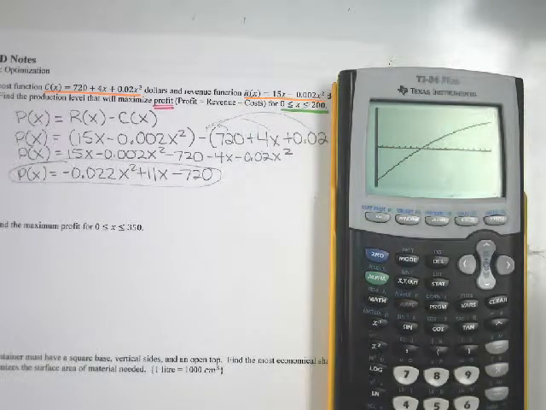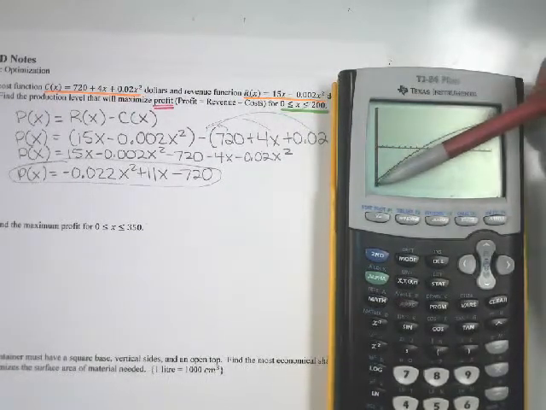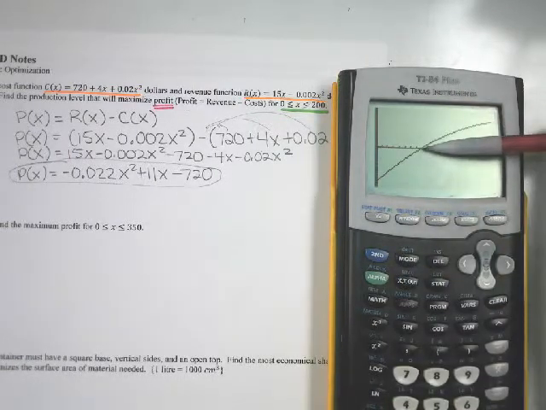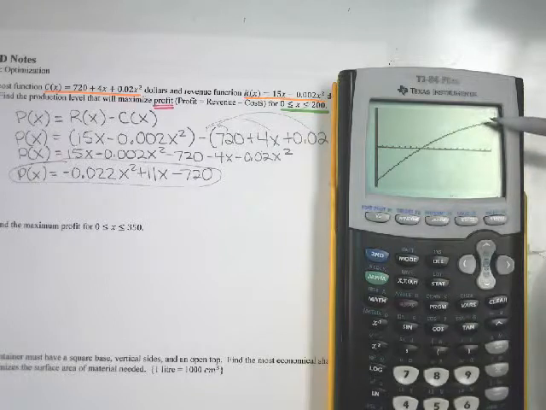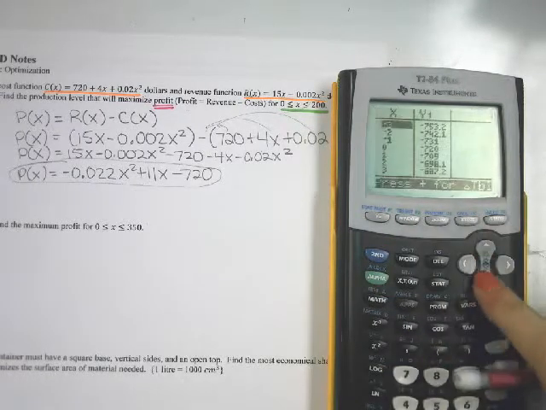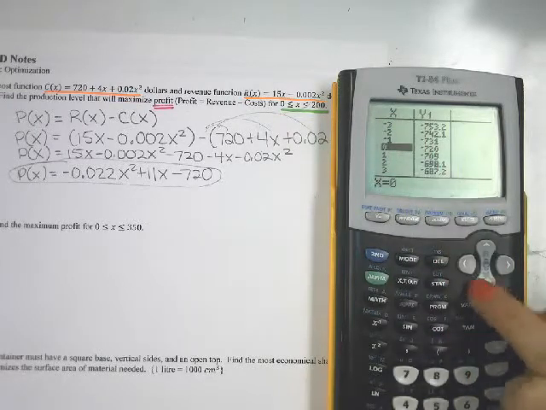Looks nice to me. You can see the whole line from left to right. So what this is saying is if we make 0 items, if x is 0, we lose money. Specifically, we lose $720. If we make this number of items right here where it crosses the x-axis, we make $0. We break even. And if we make more than that, we start to increase in how much money we make.